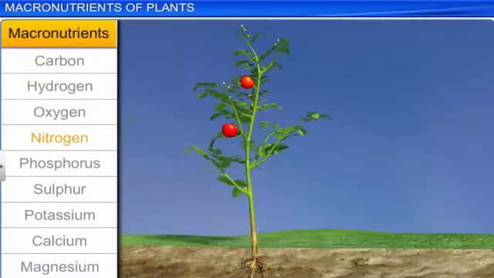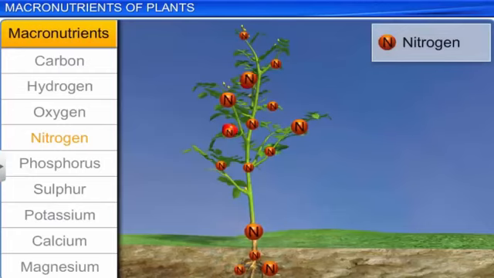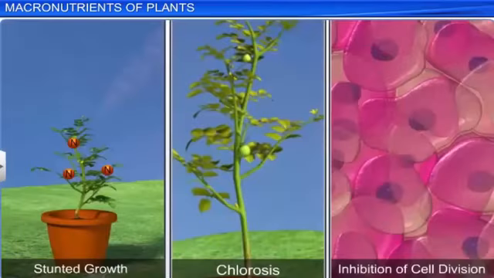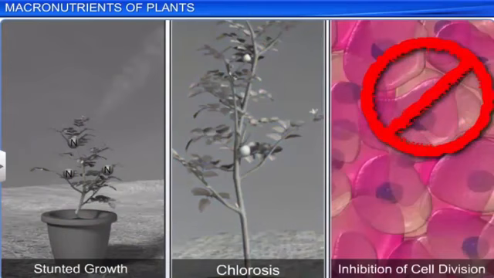Nitrogen, the other important macronutrient, is obtained from soil either in the form of nitrate, nitrite, or ammonium salts. Nitrogen is required in all parts of a plant's body. It is mainly found in meristematic tissues and biomolecules like proteins, nucleic acids, vitamins, hormones, coenzymes, and ATP. The deficiency of these elements leads to symptoms like stunted growth, chlorosis, and inhibition of cell division.